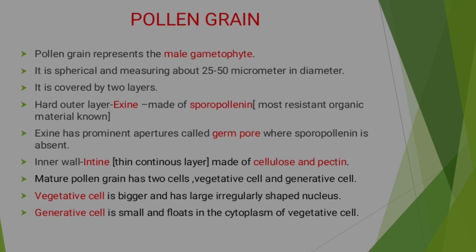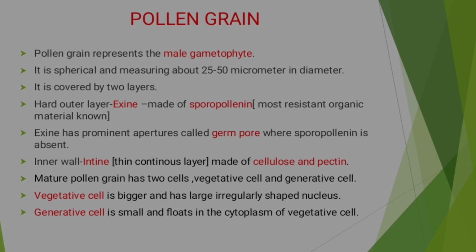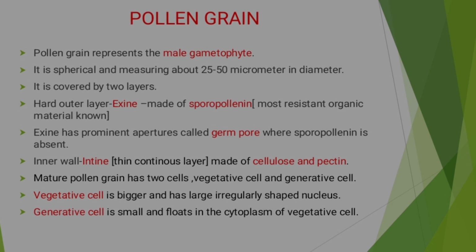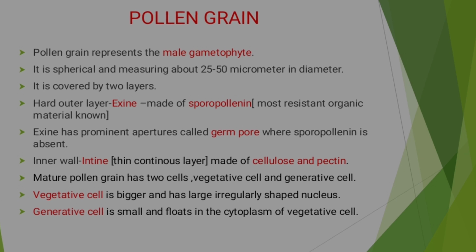A mature pollen grain has 2 cells, vegetative and generative cell. The vegetative cell is bigger and has a large irregularly shaped nucleus. The generative cell is small and floats in the cytoplasm of the vegetative cell.